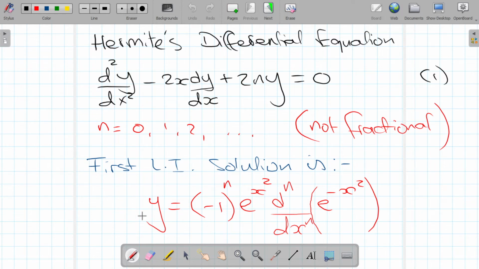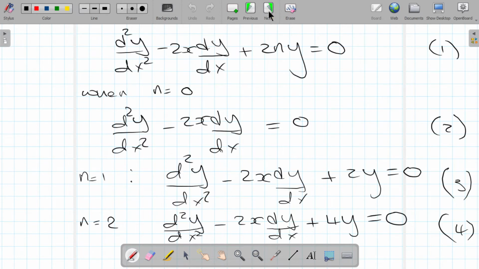So that's how you deal with the Hermite differential equation. You find the value of n, and then you plug the value of n into this formula, and out pops your first linearly independent solution, which will solve that equation. But you have to know what n is, and we'll look at the first three types of Hermite differential equation.